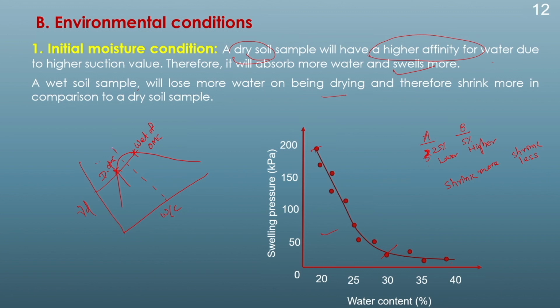This is because at dry of OMC the soil will have a flocculated structure, whereas at wet of OMC it will have a dispersed structure. Therefore, the swelling on the dry of OMC will be more in comparison to the wet of OMC. Here we can see as the initial water content decreases, the swelling of the soil increases, or as the initial water content increases, the swelling of the soil decreases.